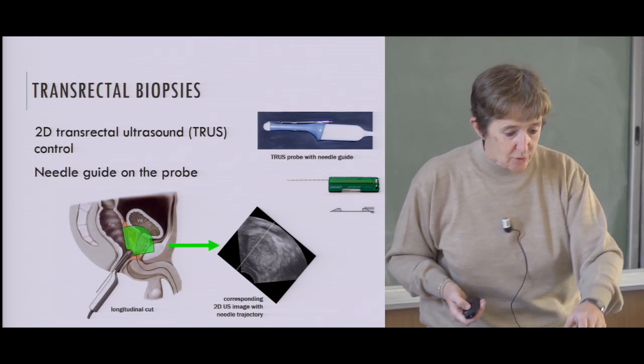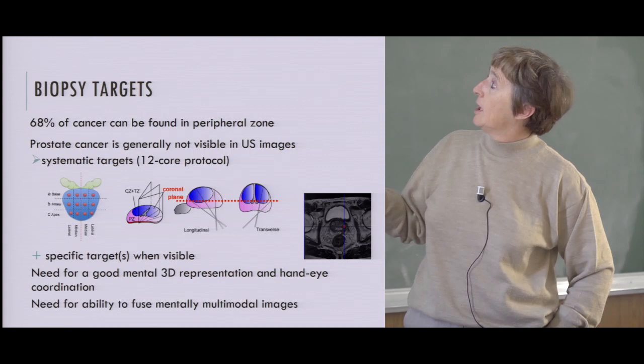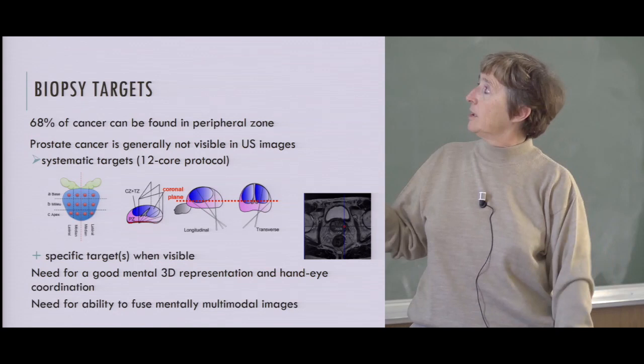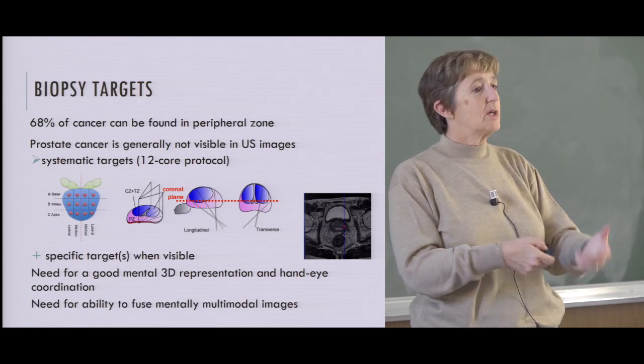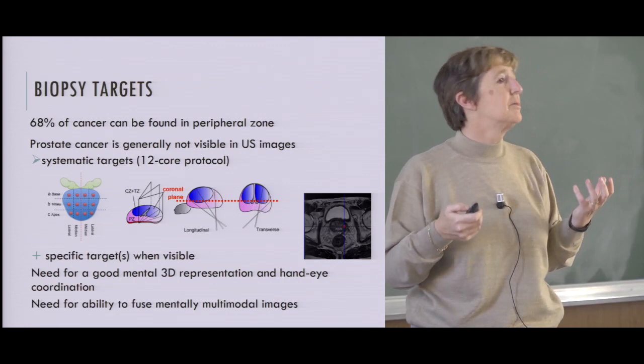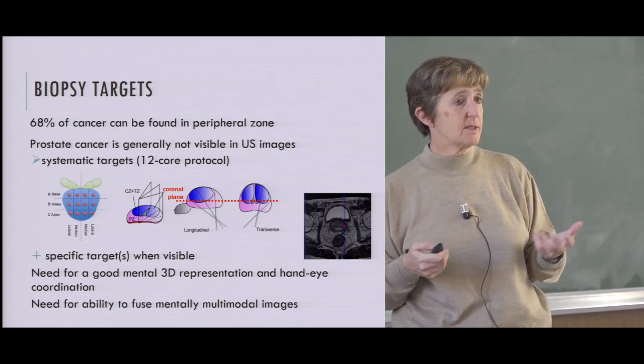Also, sometimes the patient had an MR and you see a target here, and you have to say, okay, the target is here in my 3D image. Where is it in my ultrasound? How can I get it? So the clinician, again, has to make some image fusion mentally, and he has to have a very good ability to represent things in 3D and have good hand-eye coordination.